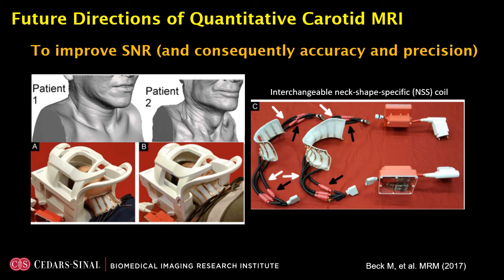There is a clear need for higher SNR and consequently higher accuracy and precision for the quantitative imaging techniques. And one way to achieve this is to design more sophisticated coils, as shown in this example by Beck et al., where they designed an interchangeable neck shape specific coil, where based on different neck shapes can provide the best fit. The closer the coil to the vessel, the higher the signal.